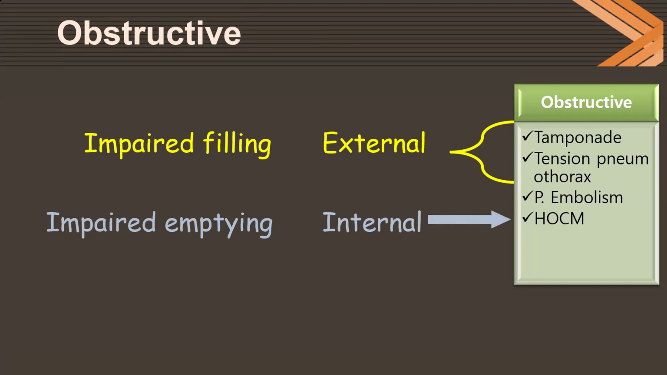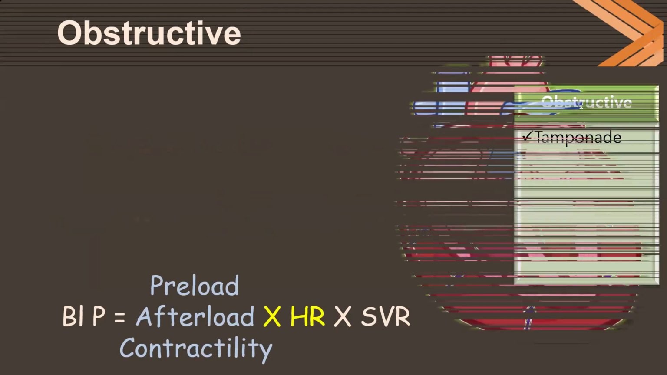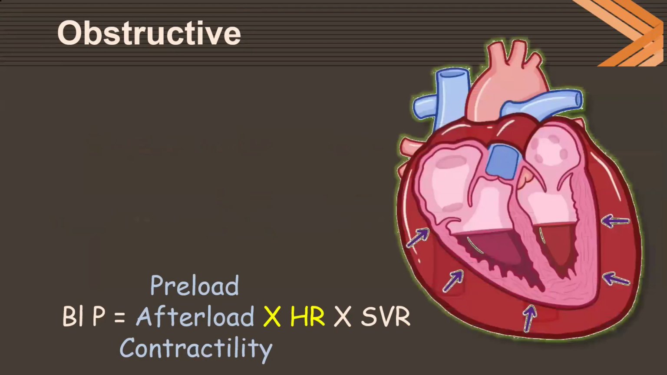Hypertrophic obstructive cardiomyopathy is an internal cause, and this causes impaired emptying of the heart, while pulmonary embolism has a combined pathology, as we will see soon. Let's start with tamponade. Tamponade simply is an exaggeration of pericardial effusion that compresses the cardiac chambers, and this prevents the heart from adequately filling.